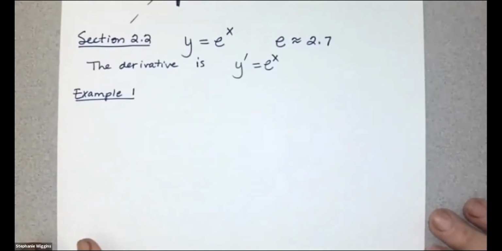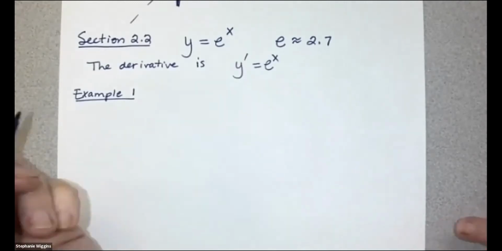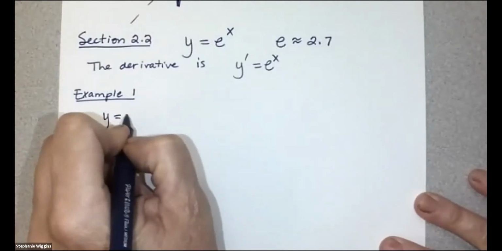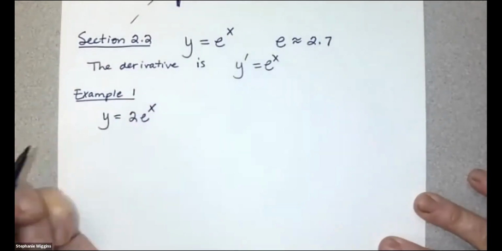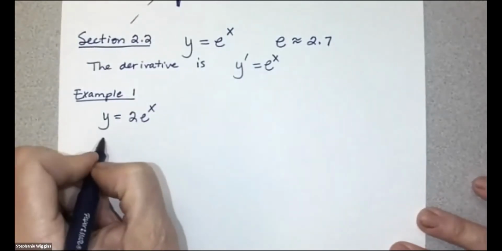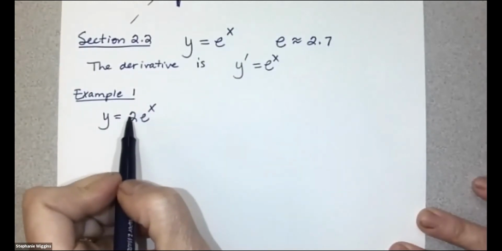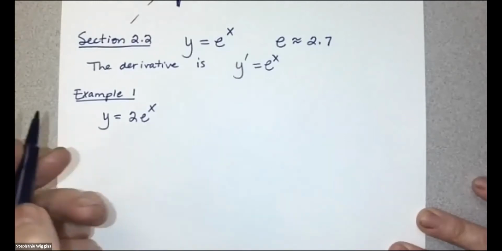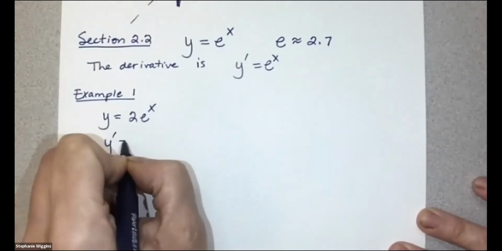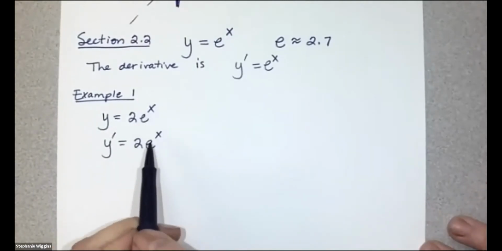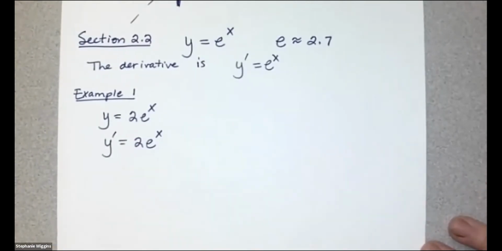All right, all the normal derivative rules apply to this function, just like any other. So for example, if you have a constant multiple, 2e to the x, then the derivative of the constant multiple is the constant multiple of the derivative. So we just have y prime equals 2e to the x. And since the derivative is the same as the original function, nothing changes.